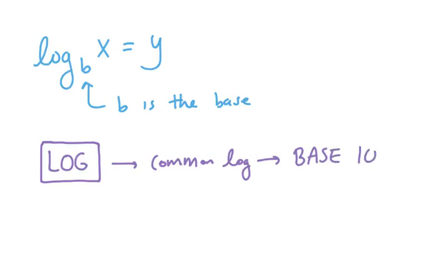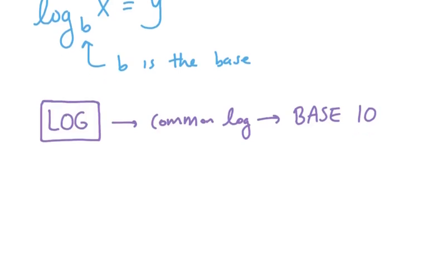So if you ever see a logarithm written without a base, it's understood that it's a base of 10. So log of 7, for example, truly means log base 10 of 7. So it's the only base for which it's understood to be 10 if it's not written.